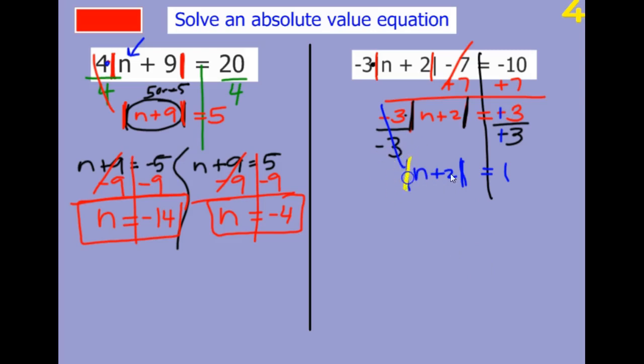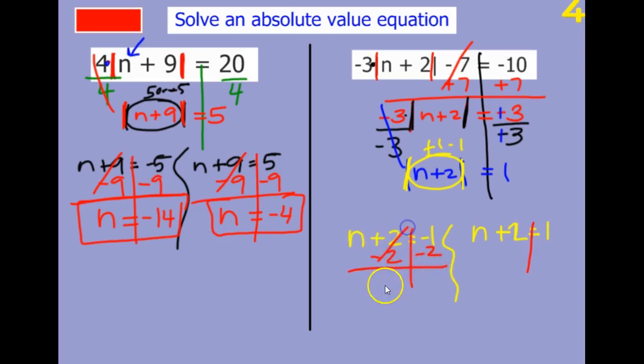Now we have our absolute value all by itself, so we can write our 2 equations. One with this equal to the positive 1, and one equal to a negative 1. So n plus 2 equals negative 1, and n plus 2 equal to a positive 1. So solve both of these. All we have to do is get rid of that 2 or subtract 2. We have n equal to a negative, and add them all up. They're all negatives, negative 3. Same thing here, subtract 2. 1 minus 2, there's more negatives, negative 1.